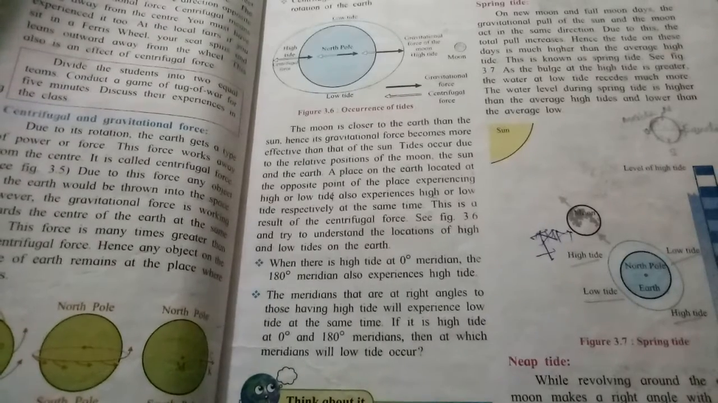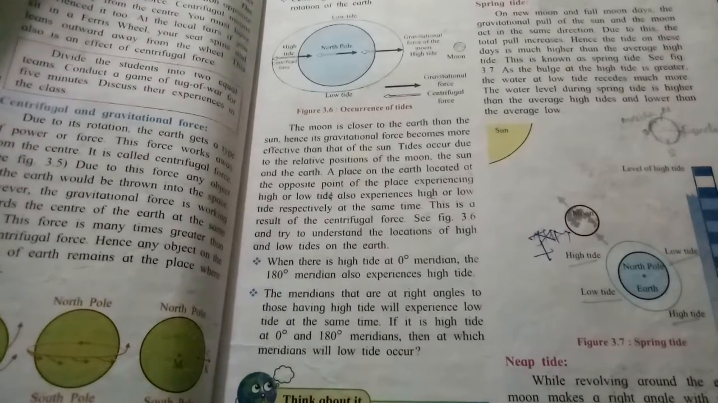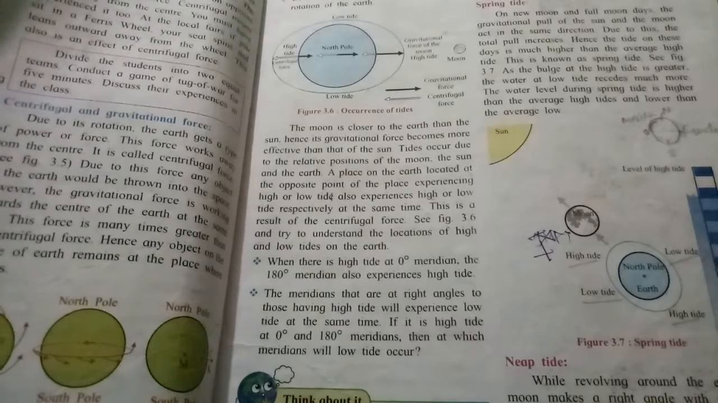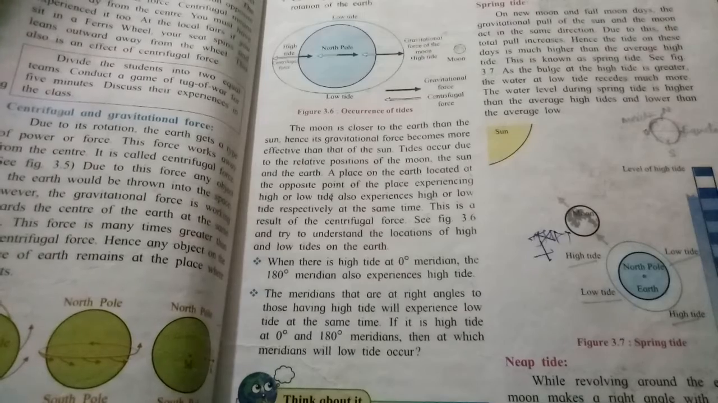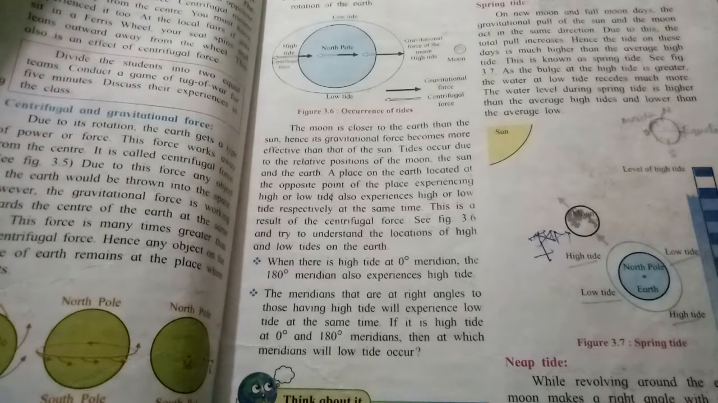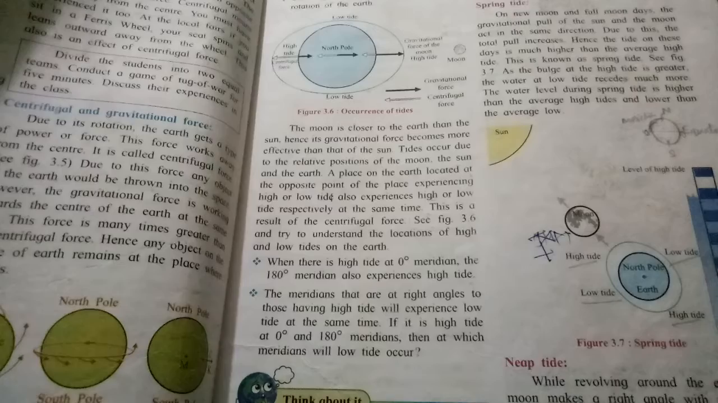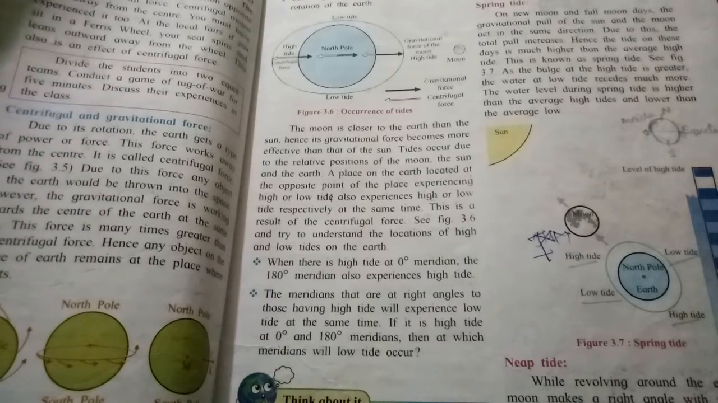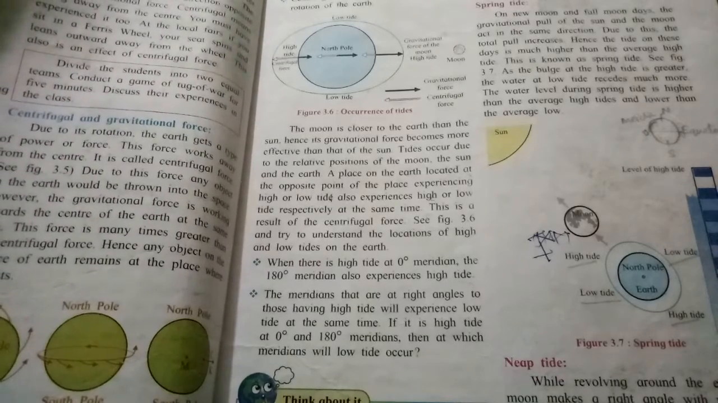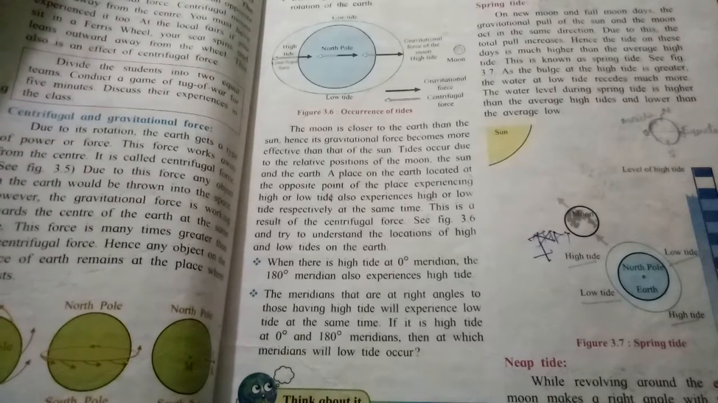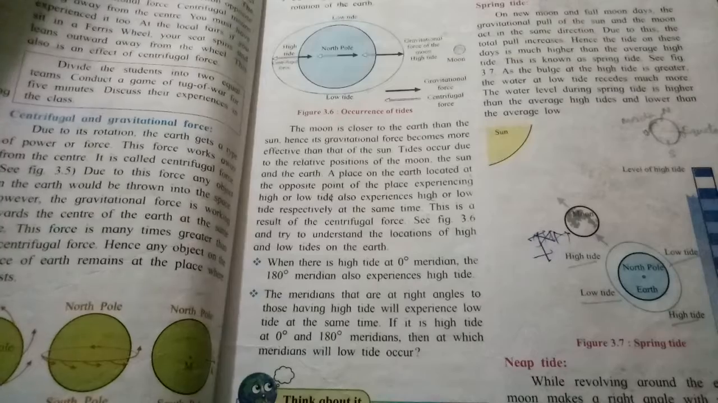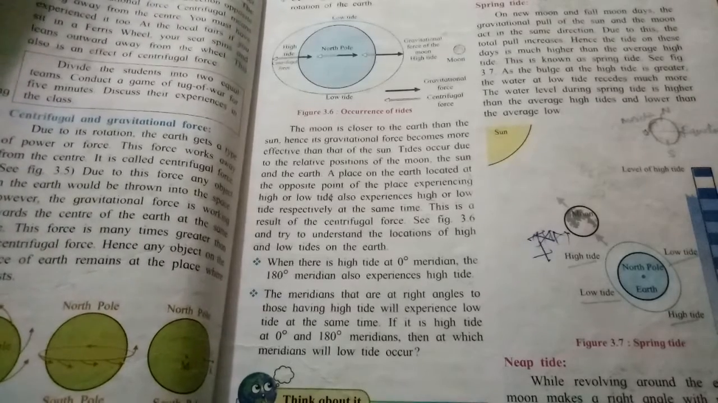The moon is closer to the earth, as we all know the moon is very close to the earth and it is revolving with the earth. Hence its gravitational force becomes more effective than that of the sun. Tides occur due to the relative position of the moon. Because the moon is changing direction, because of that only the tide is occurring.